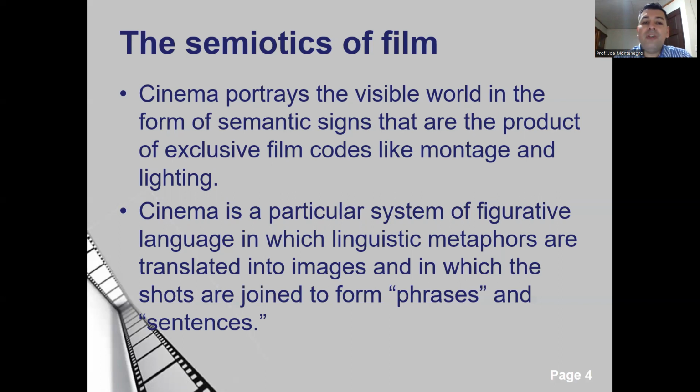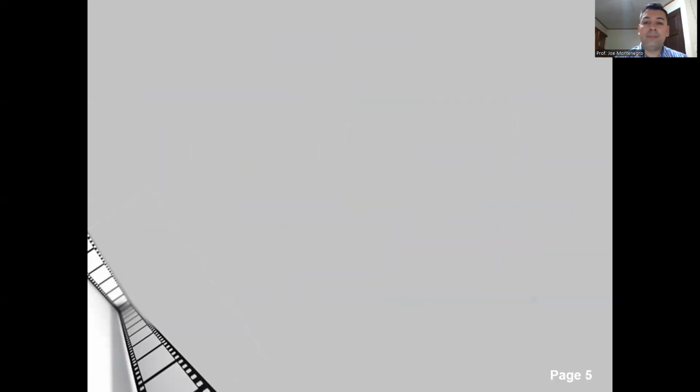So it's a figurative language in which linguistic metaphors are translated into images, and in which the shots are joined to form phrases and sentences. In film, every shot, every image that you see separately is used as if it were a word, and when shots are put together into a scene, you're creating phrases and sentences. The filmmaker creates phrases and sentences, figuratively speaking, metaphorically speaking, and in that way, cinema starts to produce and communicate meaning in a systematic way.